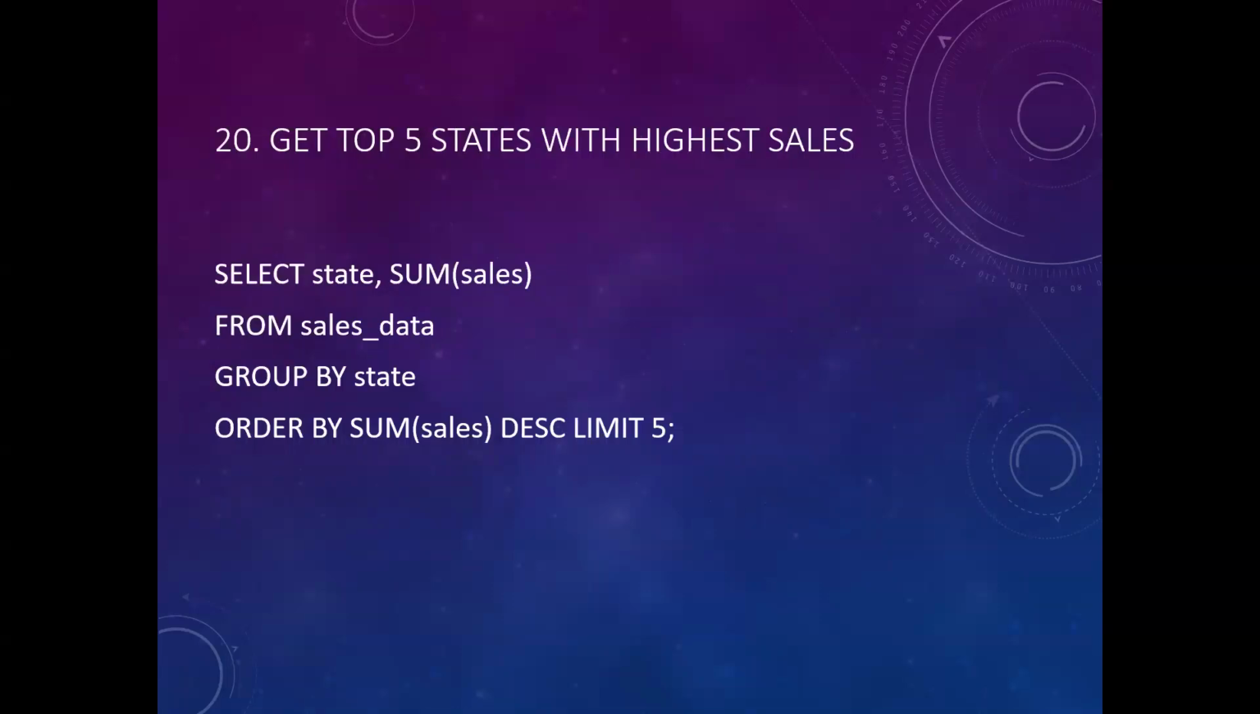Next question is get top 5 states with highest sales. This is also a very important question. What we have used is group by, and we have applied an aggregate function on it. So we grouped it based on state, then we calculated sum of sales. For each state we get the sales sum, and then we have ordered it based on sum of sales. We have specified descending, so it will start ordering from the highest value because we need top 5. Then we have limited by 5. This is also one of the most repeated queries.